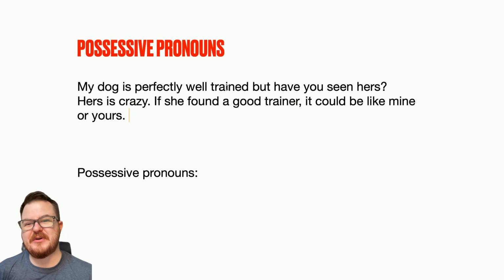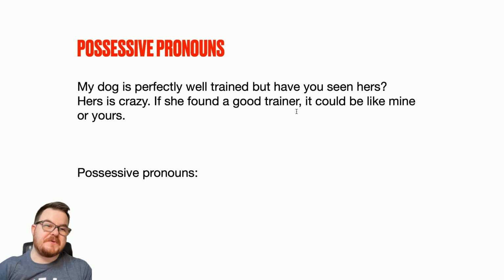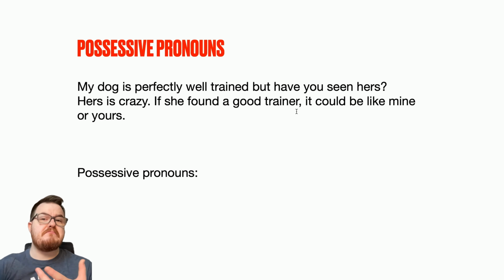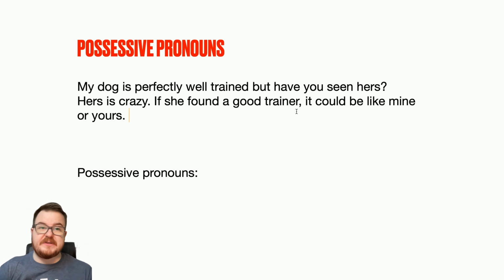My dog is perfectly well trained, but have you seen hers? Hers is crazy. If she found a good trainer, it could be like mine or yours. Okay, so if we have some idea of the name possessive pronoun, what is that telling us? Well, possessive means that there's some ownership, something belongs to someone. So this pronoun is going to mark a relationship of ownership. And a pronoun is a thing that stands in place of a noun, so something that replaces a noun.